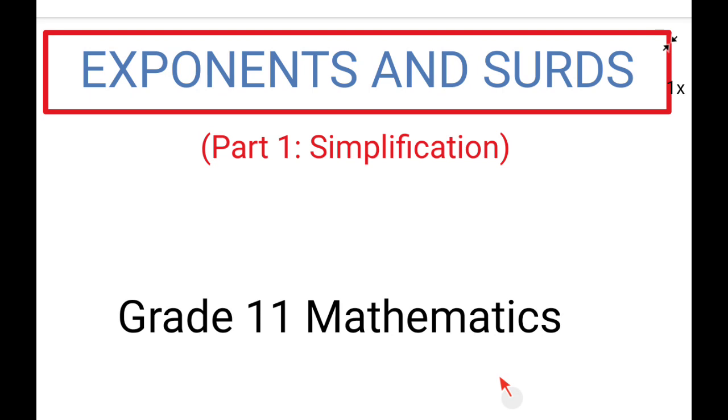And in this video, we're going to start a two-part series on the topic of exponents and surds for grade 11 mathematics. In this video, which is part 1, we're going to focus on the simplification of both exponents and surds. And in part 2, which is the next video, we're going to focus on solving exponential and surd equations.